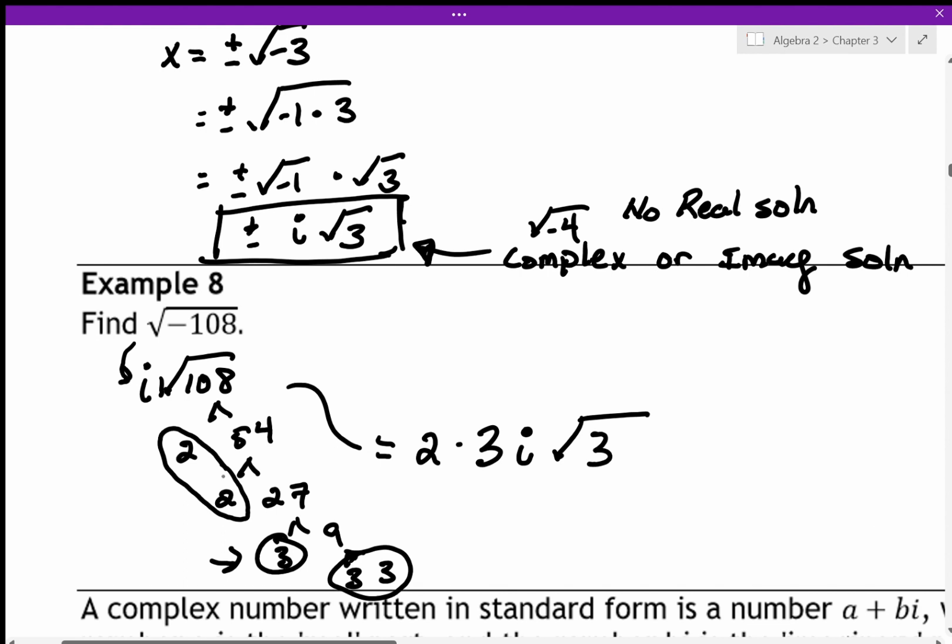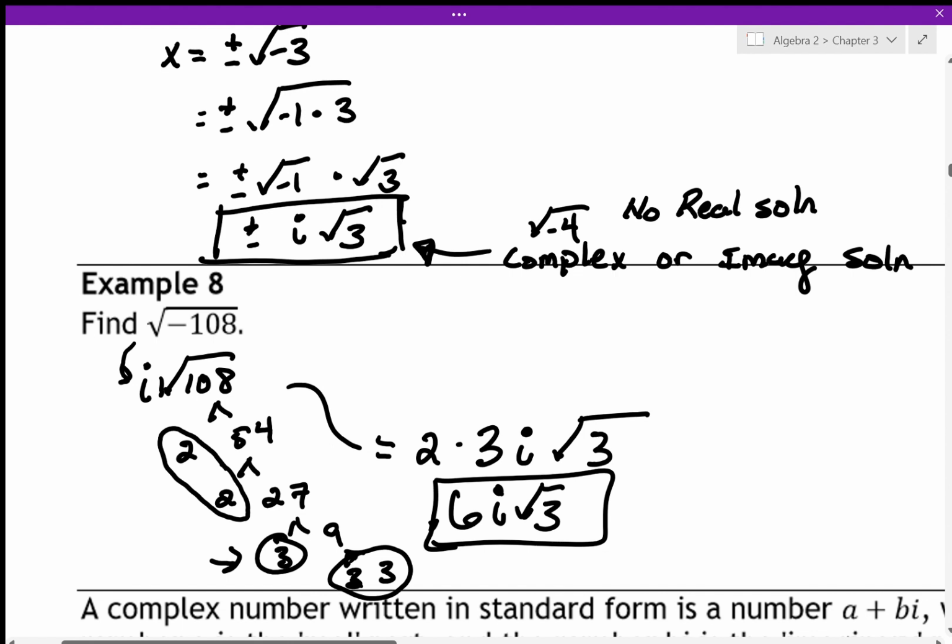So this set of 2s became this 2 on the outside. This set of 3s became a 3 on the outside. And then the singleton 3, he stayed inside. Multiplying back together to make it pretty, 6i root 3. And that is our answer.